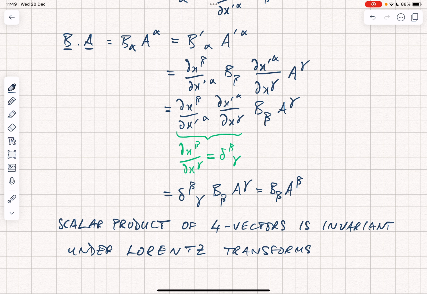In the next video, we'll move on to thinking about 4 vectors that are relevant to electromagnetism. And then after that, we'll think about how we can formulate Maxwell's equations in a form that is invariant under Lorentz transforms.